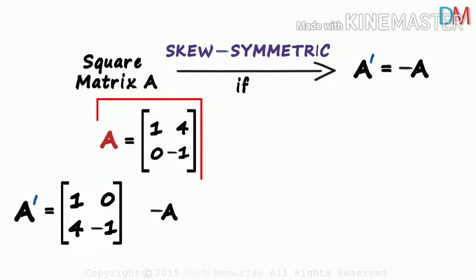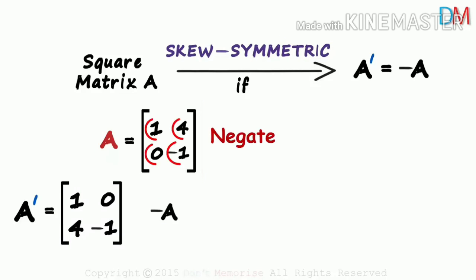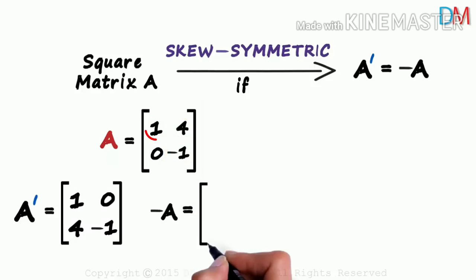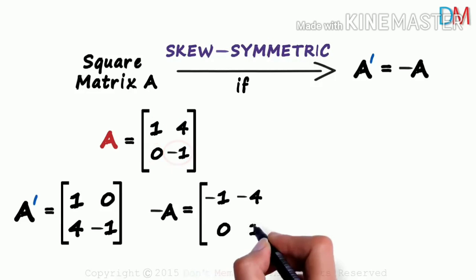And what about negative A? To find the negative of a matrix, we negate each of its elements. 1 will be minus 1, 4 will become minus 4, negative of 0 is 0, and negative of minus 1 is 1.